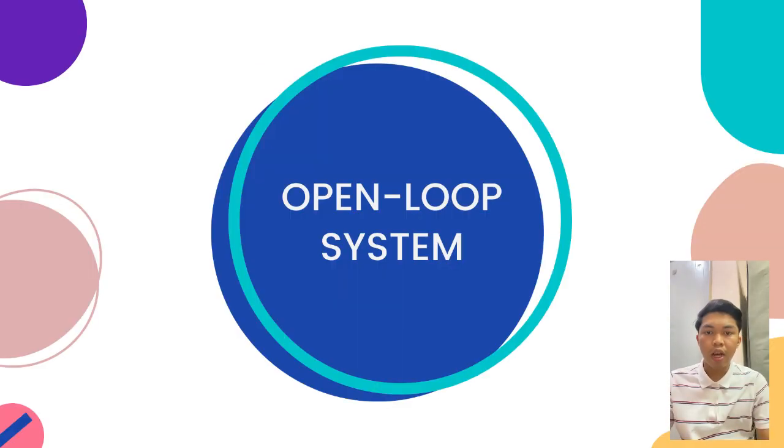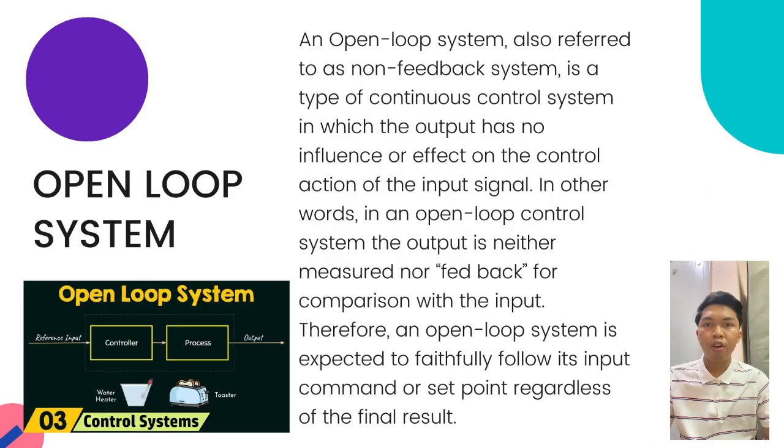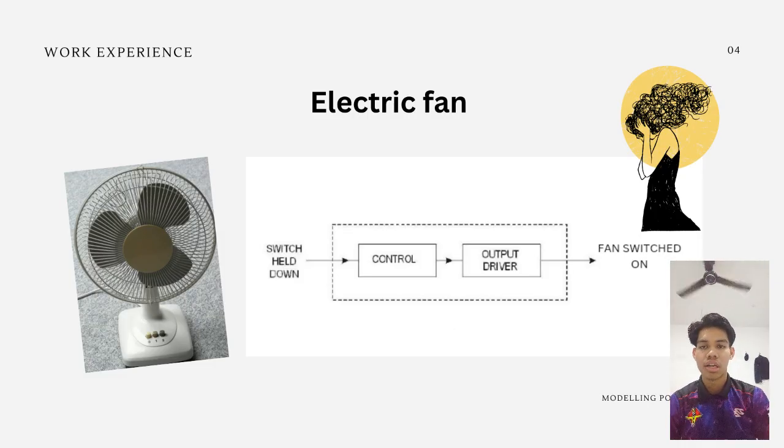So first is open loop system. An open loop system, also referred to as non-feedback system, is a type of continuous system in which the output has no influence or effect on the control action of the input signal. In other words, in an open loop control system, the output is neither measured nor fed back for comparison with the input. Therefore, an open loop system is expected to faithfully follow its input command or set point regardless of the final result. Now I want to talk about the block diagram.